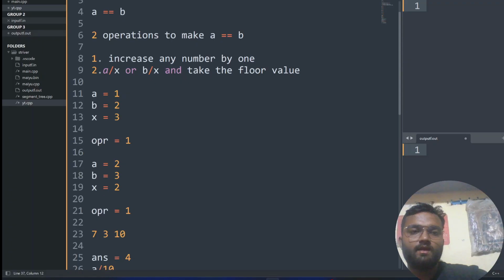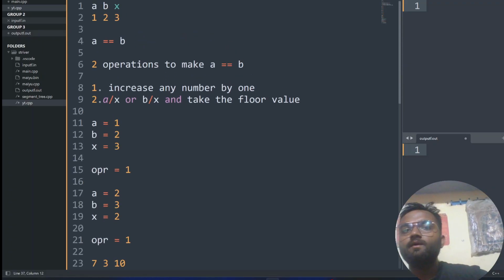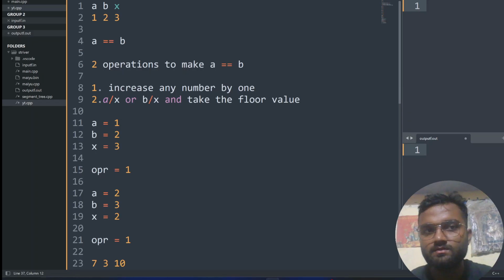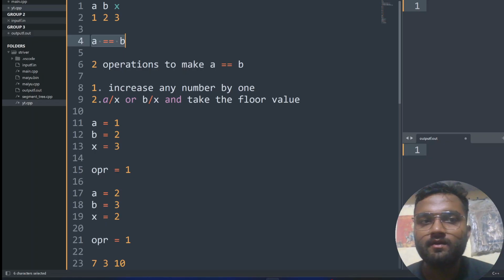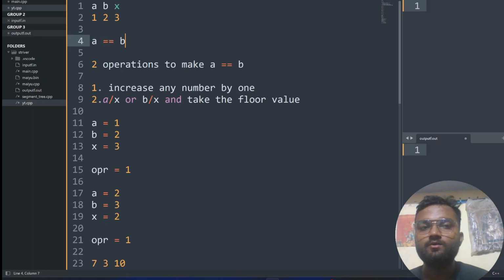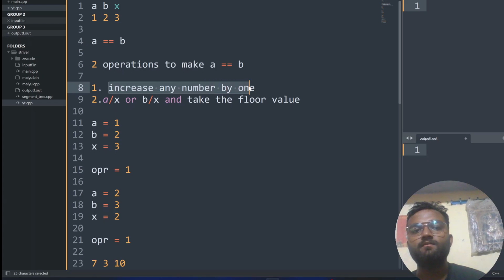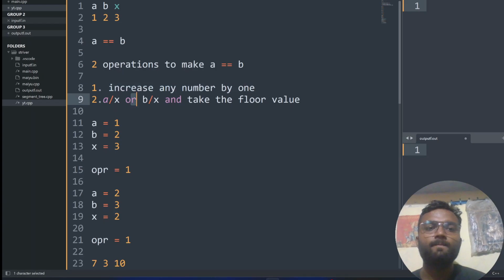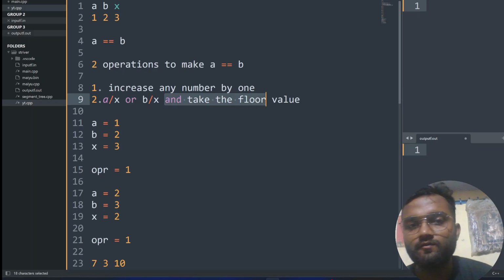Now we have to think about how to get the minimum number of operations to make a and b equal, and also ensure that a and b are equal. We can do only two operations: increase a number by 1, and do the divide operation and take the floor value.